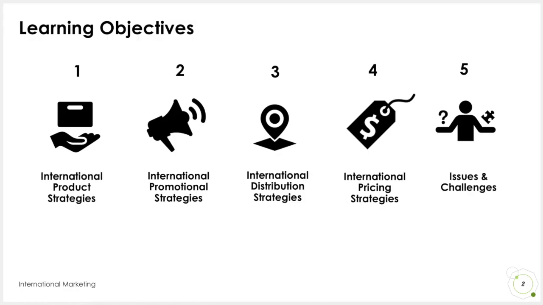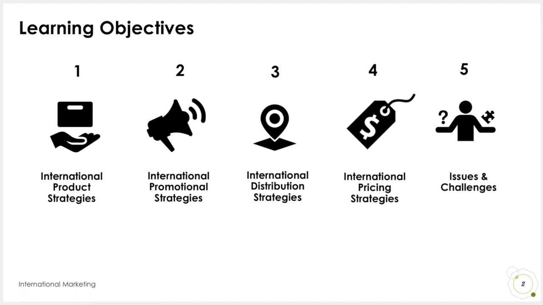There are 5 learning objectives in this topic, and I hope that by the end of this topic, you should be able to, first, describe the factors to consider in developing international product strategies. Second, outline the international promotional strategies and methods available to firms. Third, explain the factors to consider when designing international distribution strategies. Fourth, describe the 2 main international pricing strategies and factors to consider. And last, discuss the issues and challenges involved in international marketing.